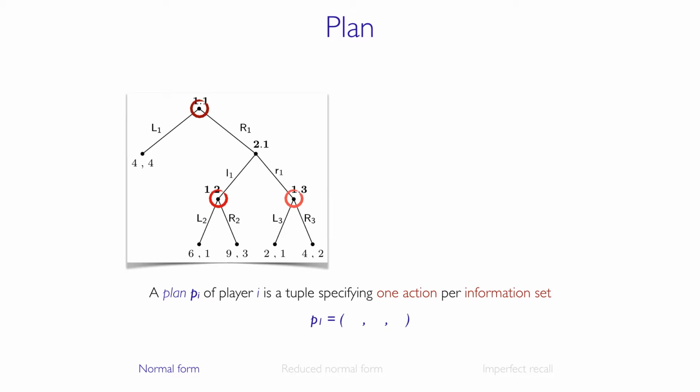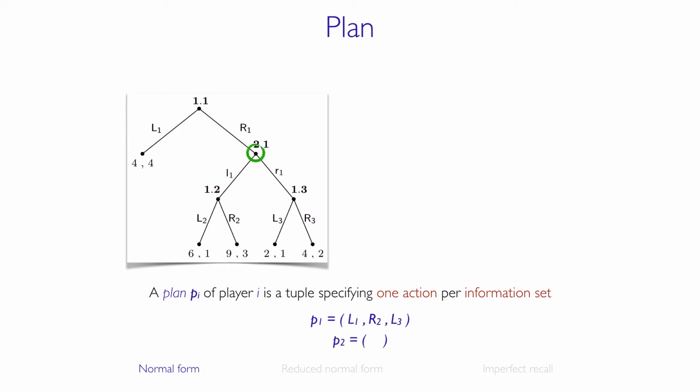Consider, for instance, player 1 in the picture. She has three information sets, 1.1, 1.2, 1.3. A tuple for player 1 is a triple specifying three actions, one per information set. For instance, suppose that the plan prescribes to play uppercase L1 at information set 1.1, uppercase R2 at information set 1.2, and uppercase L3 at information set 1.3. Thus, the plan is uppercase L1, uppercase R2, uppercase L3. In other words, the plan completely specifies the behavior of the player on the game tree.